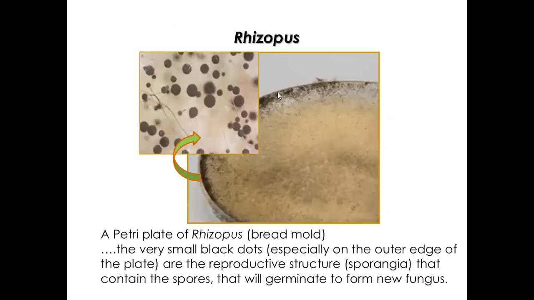Here's a nice petri dish someone grew of this bread mold. If you see this black portion on here, that's the point where the aerial hyphae have grown to where they're producing spores. You can see this around the edge of this petri dish. It's making spores so it can reproduce and spread those spores out so that more fungus will grow.